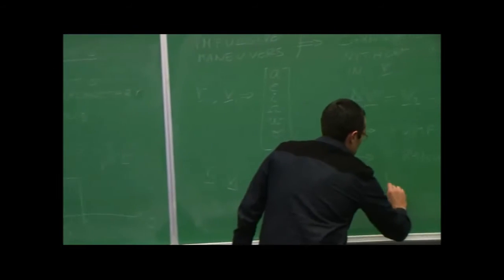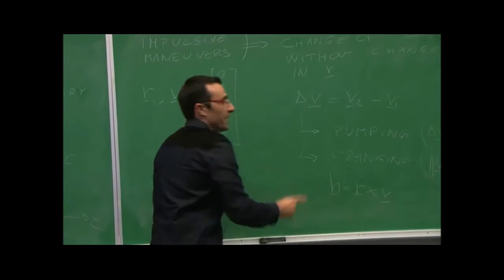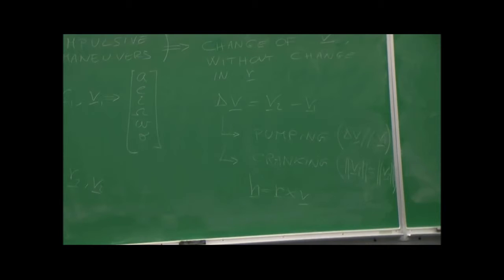Because, think about this, h is what? Is r cross v. H is that vector that gives me the plane of the orbit. If I change the v to a different direction in space, h is going to change direction. I've changed the plane. Those are very expensive maneuvers usually. We'll see them later on.